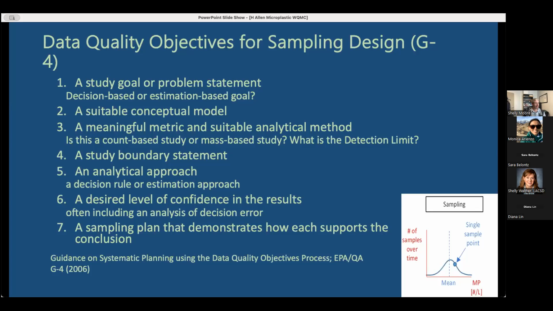An analytical approach, meaning a decision rule. Are you going to estimate? Are you going to try to compare? So that's not which methodology you're using. This is what's your approach. And the desired level of confidence in the results, that's the p-value maybe, but also the hypothesis that you're testing. What's the baseline versus the null hypothesis? And then the sampling plan itself.